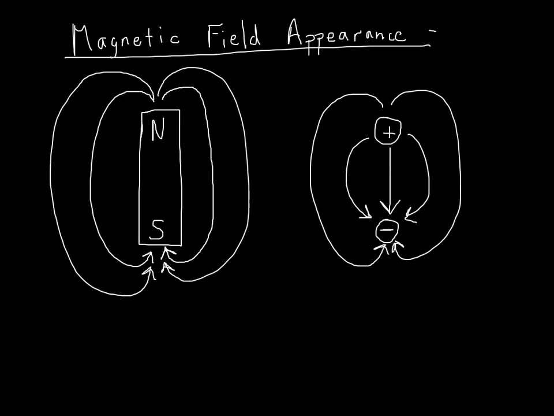So magnetic field lines are very, very similar to what we call an electric dipole. They emerge from the north and end on a south pole.